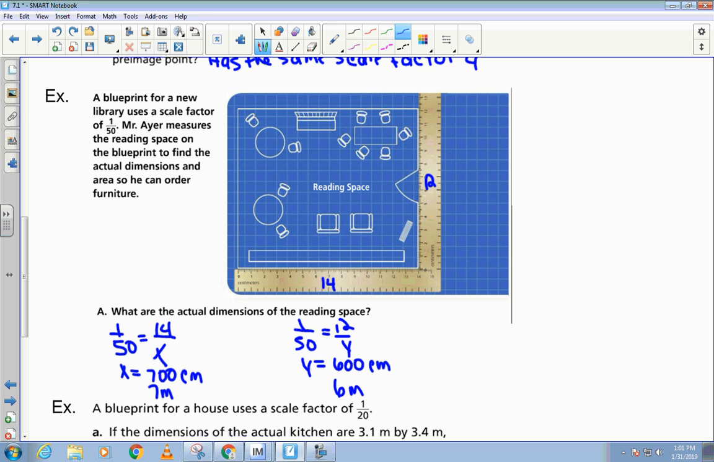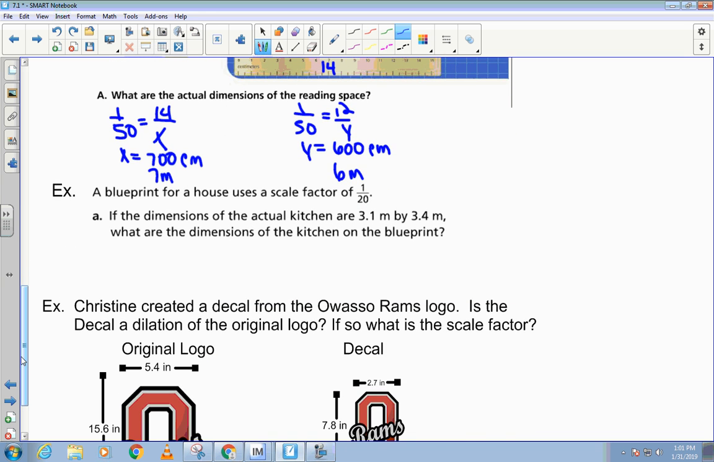What would the area of that space be? 42 meters squared, right? All right. Okay, let's look at this next one.